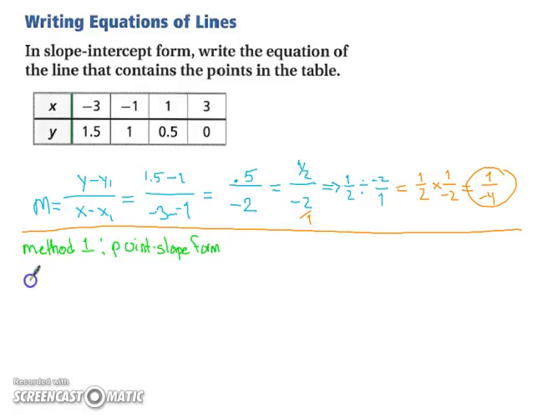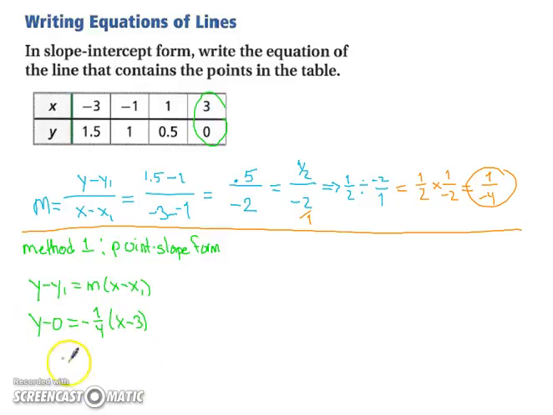Alright, so point-slope form is y minus y1 equals m times x minus x1. We would pick one coordinate, so we might as well pick one that has a 0 in it, because that makes our life a little bit easier in the end. So we have y minus 0 equals -1/4 times x minus 3.